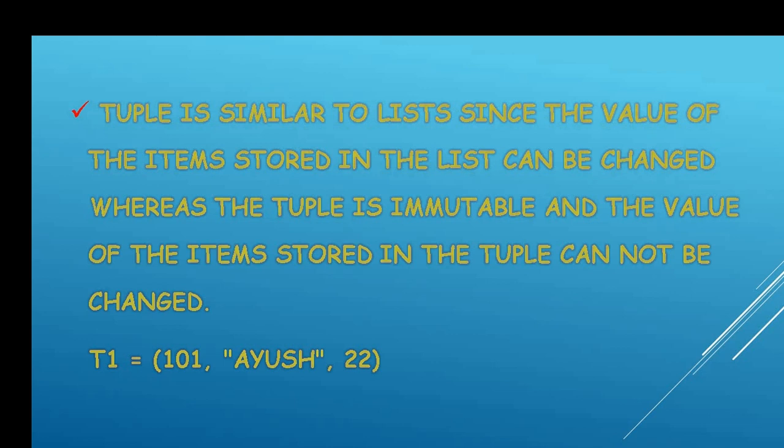T is equal to 101, Ayush, 22. So normal bracket is used for creating a tuple, and tuple also can store a list of elements of different data types. Here one is integer, second one is string, third one is also an integer. And the next example is T2 equal to apple, banana, orange. The list of fruits are given here. All those are of string data type.